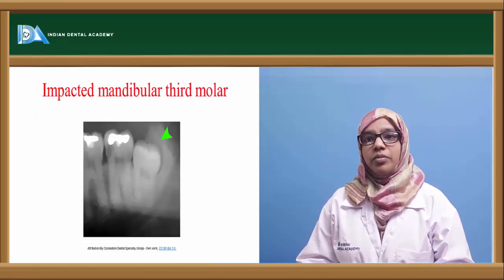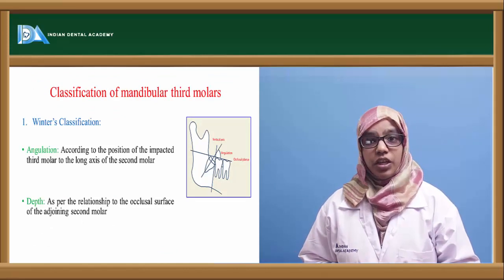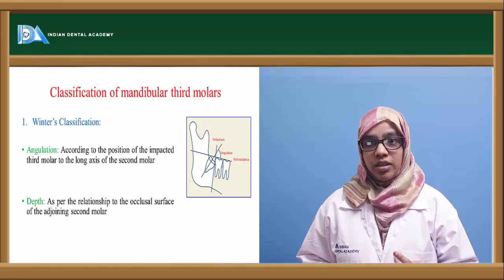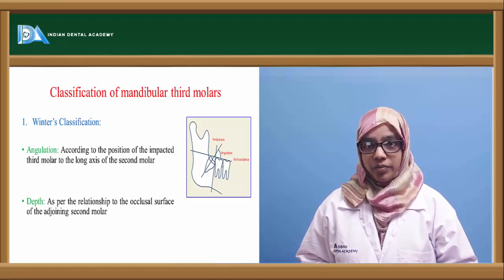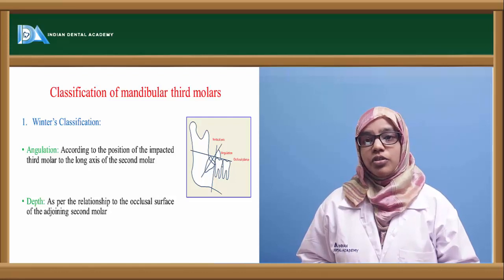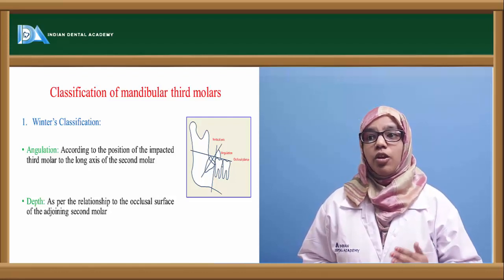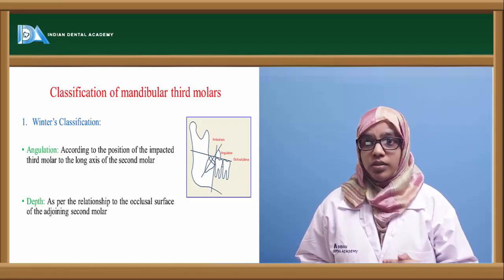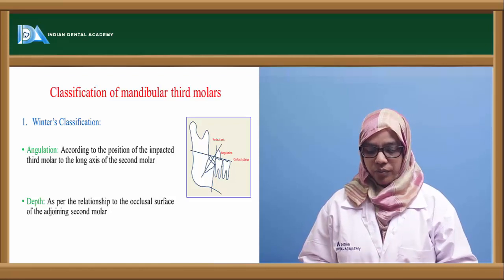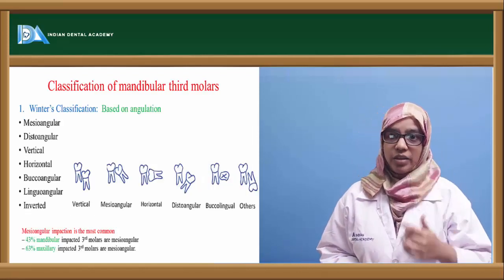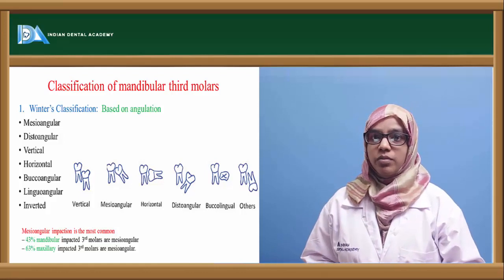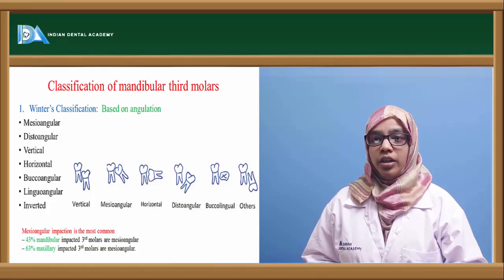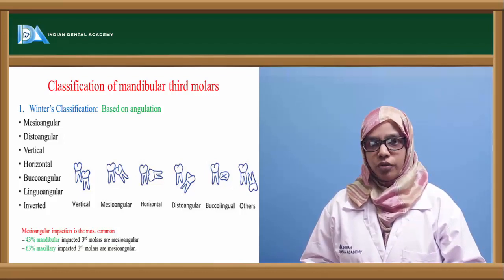Let's move on to the impacted mandibular third molars. We begin with the classification first. Winter has classified mandibular third molars depending upon two criteria. One is the angulation, the other is the depth. In case of the angulation, the position of the third molar is assessed depending upon the long axis of the second molar. And in case of the depth, you see the relationship of the occlusal surface of the second molar and the third molar. Based upon this, Winter has classified mandibular third molars as mesioangular, distoangular, vertical, horizontal, buccolingual, lingual and inverted, as you can see in the photograph.